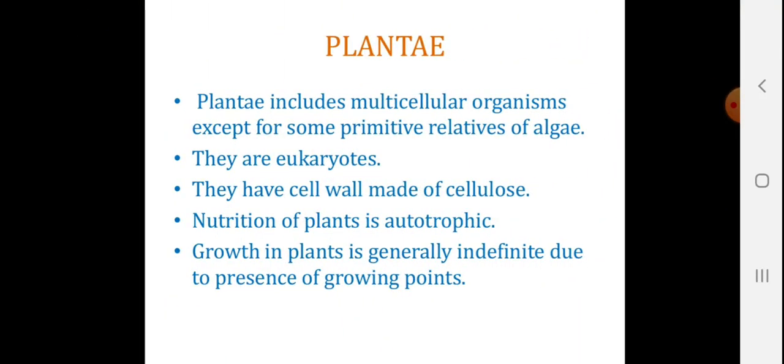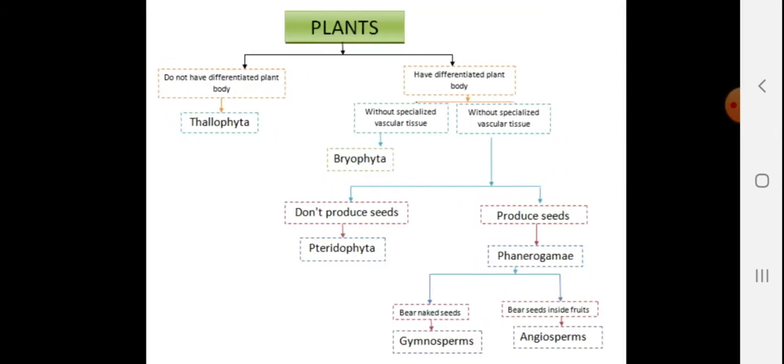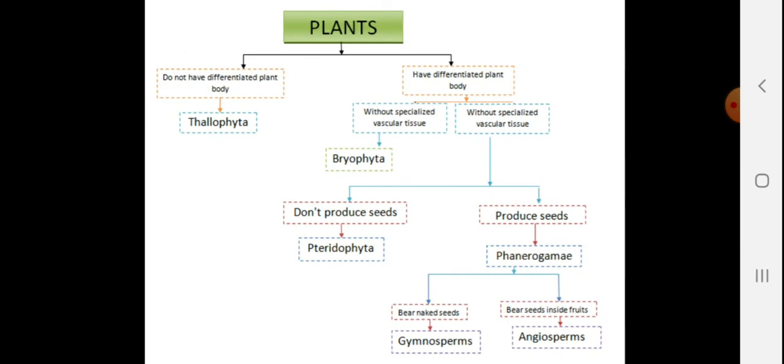Let's talk about Plantae. Plantae includes multicellular organisms except for some primitive ones. Primitive means very basic relatives of algae. They are eukaryotes, that means they have all well-defined cell organelles. They have a cell wall made up of cellulose. Nutrition of plants is autotrophic. Growth in plants is generally indefinite and is due to the presence of growing points. So here a hormonal role is also there in the growth of Plantae.